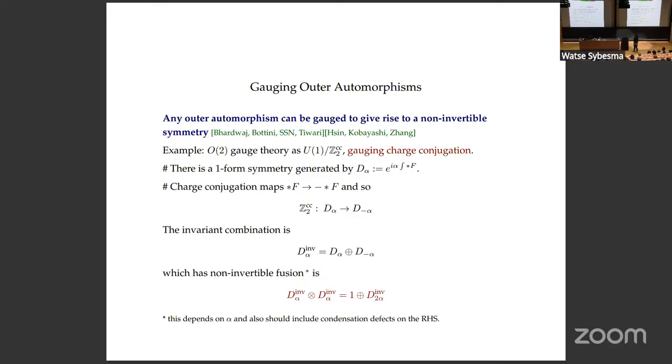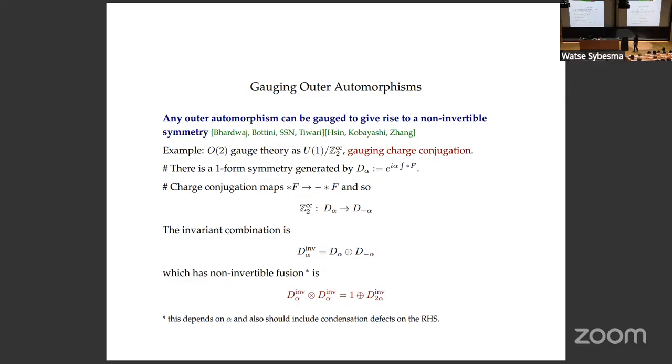Another example is if you have an automorphism like charge conjugation, then you can gauge that and you also get a non-invertible symmetry. So the simplest example, in any dimension, is the O(2) gauge theory. You start with U(1) and you gauge the charge conjugation. Basically, if you look at, say, the U(1), it has these kind of topological defects.